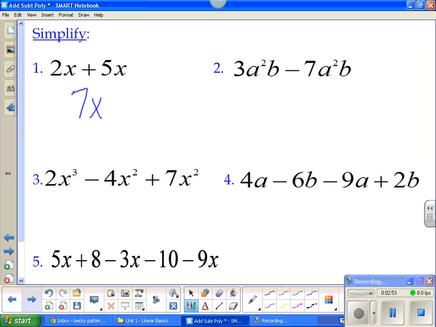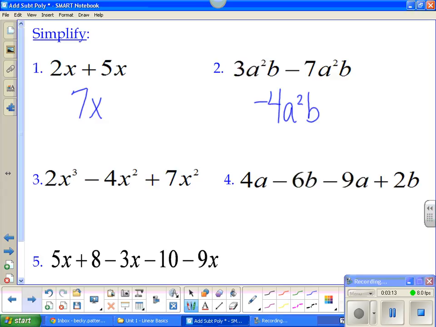So looking at number 2, they are like terms because they both have an a and a b, and the a is squared on both of them. So I can add these together, and a 3 and a negative 7 is going to give me a negative 4. And then the back end stays exactly the same.